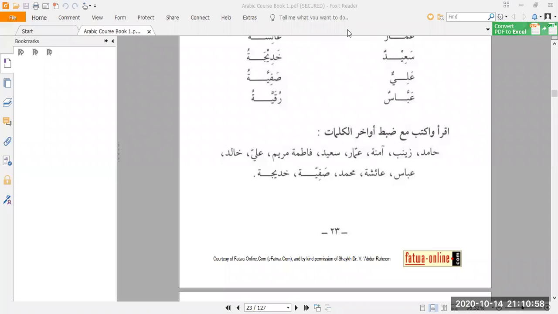Answers which have been sent in: Hamidun, correct. Zainabu, correct. Aminatu, correct. Hamidun also right. Zainabu also correct. Fatimatu, correct. Sa'idun, correct. This name here was missed, which is Ammarun. Ammar, like Ammar ibn Yasir. Ammarun. So you had Fatimatu, Maryamu, correct. We've got our next name over here, Hazrat Ali radiyallahu anhu. So Aliyun, correct. Khalidun, also correct.